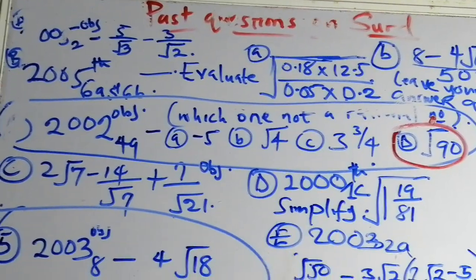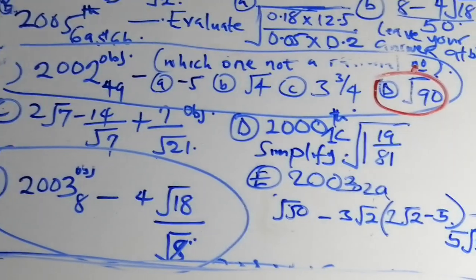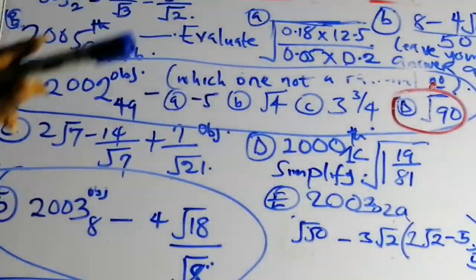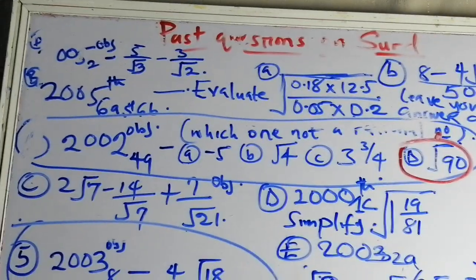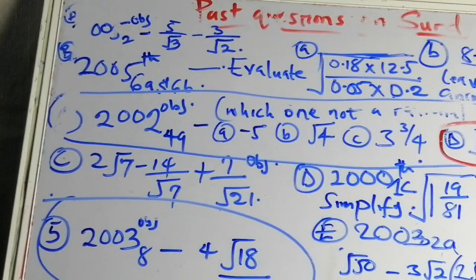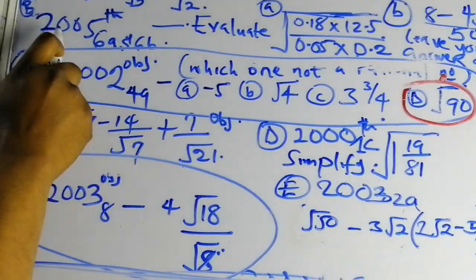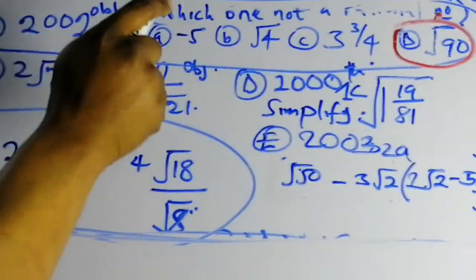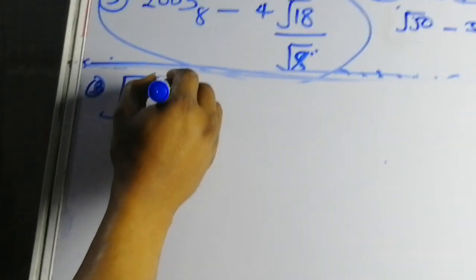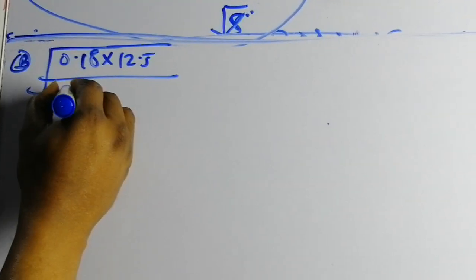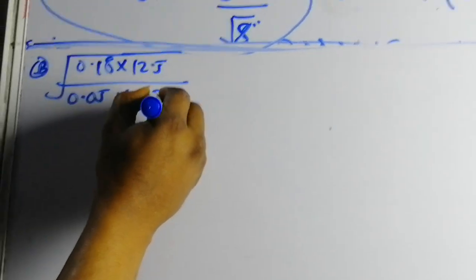Yes, we are falling back on the past questions on surds again. So for the 2005 theory part, question 6A, I'm going to repeat that because I noticed there are one or two corrections that need to be done. So now we have the 2005 question, the theory part 6A, which says: evaluate the square root of 0.18 times 12.5 over 0.05 times 0.2.